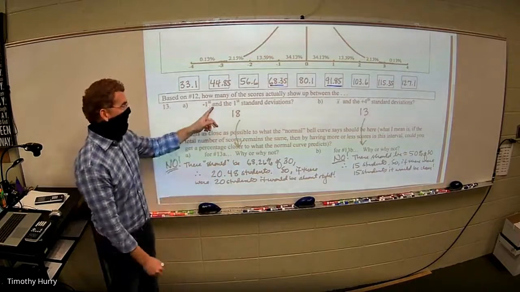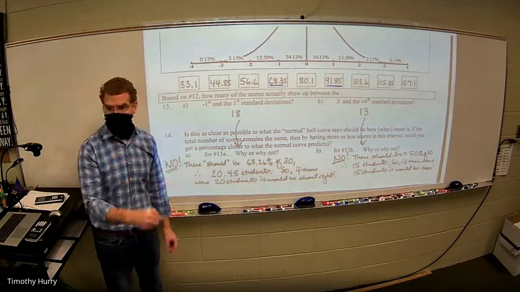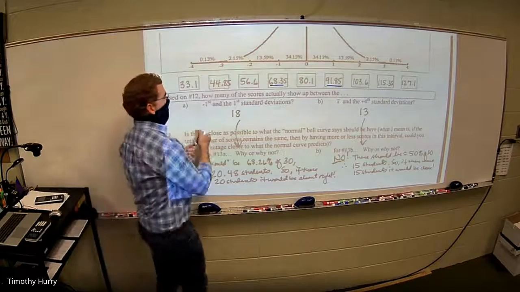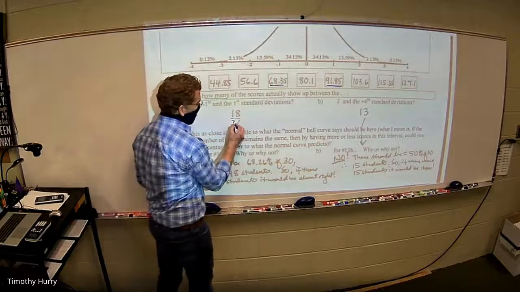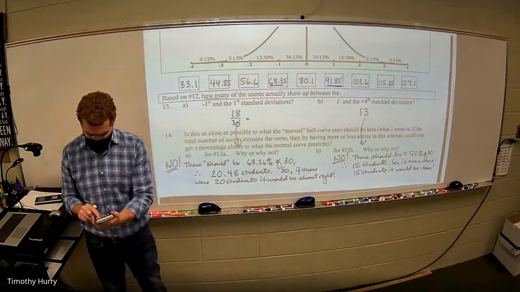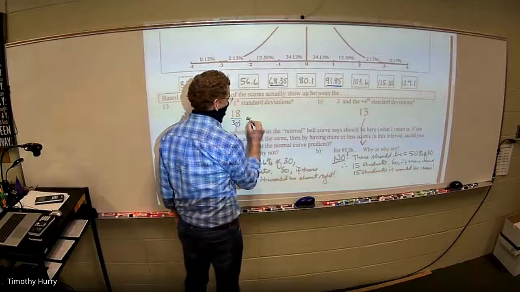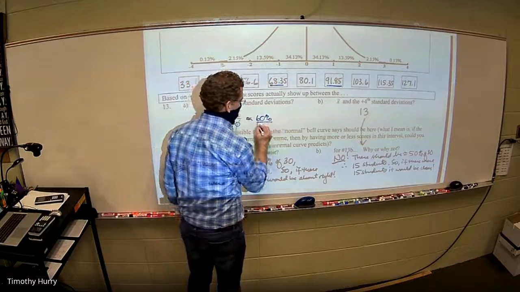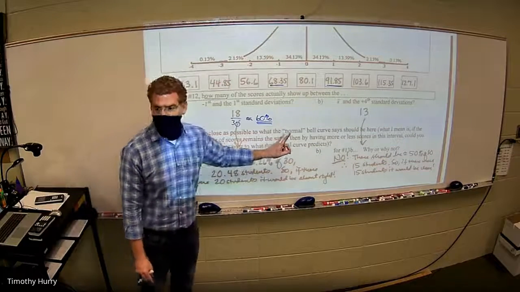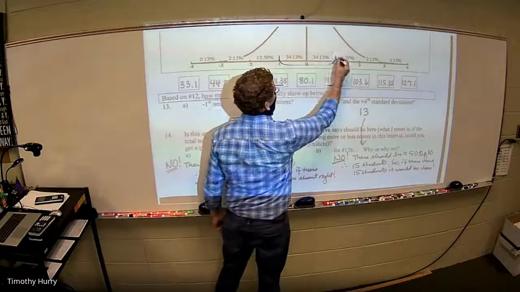Now, this said how many. The review sheet or worksheet we had before this said what percent of the scores were between them. So if I wanted the percent, instead of how many, I would have just divided by 30, right? 18 divided by 30, I would have gotten 0.6. So that would have told me 0.6 is 60% of the scores. Now the next question is, is this as close as possible to what the normal curve predicts? Now what did the normal curve predict here?